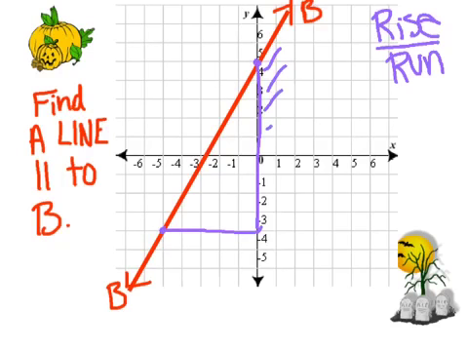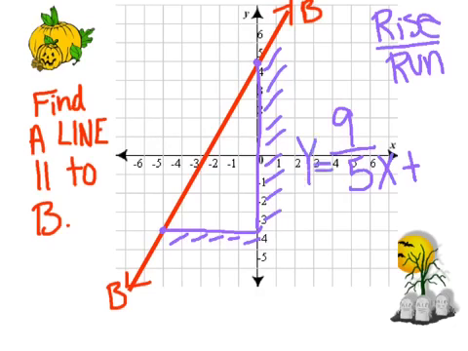We've got 1, 2, 3, 4, 5, 6, 7, 8, 9 for our rise. And our run is 1, 2, 3, 4, 5. So our slope is going to be 9 over 5. Can we reduce 9 over 5? No. There's no way we can reduce this, so that's going to be our slope. What number do we add to this? We had our y-intercept. So our y-intercept is 5. So our answer is going to be y equals 9 over 5x plus 5.